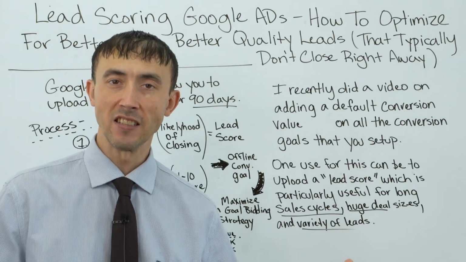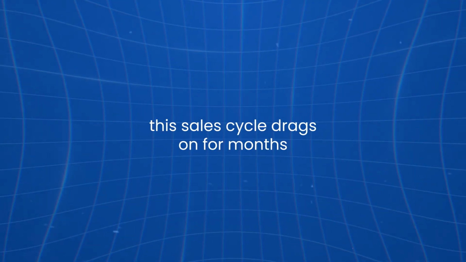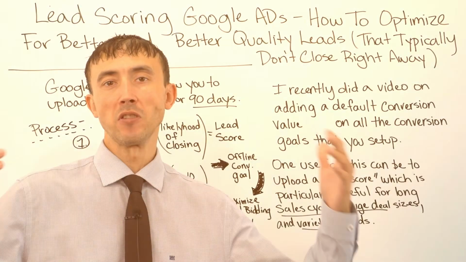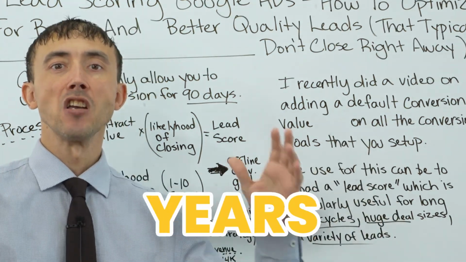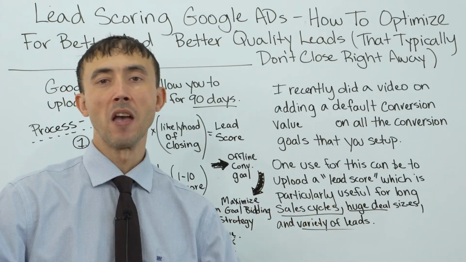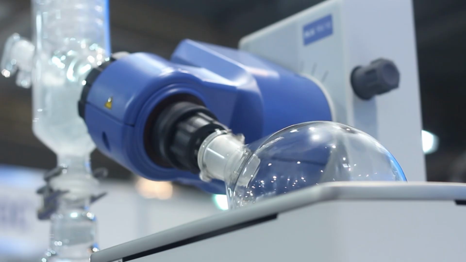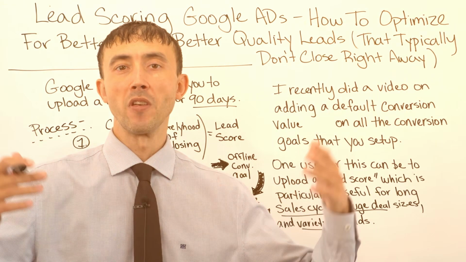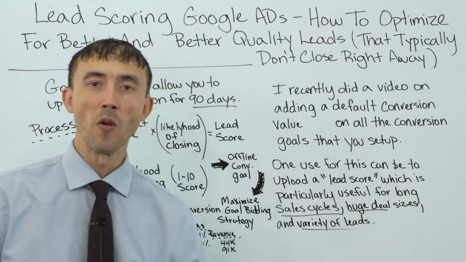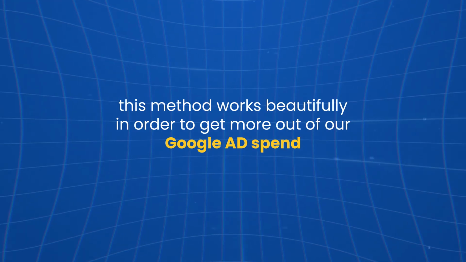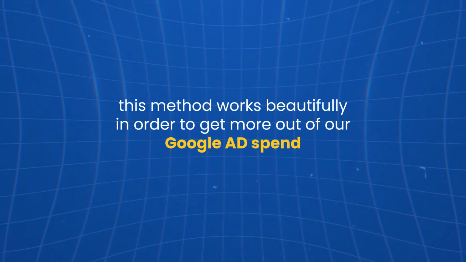But in a lot of cases, the sales cycle drags on for months, if not years. We have some clients where it literally takes years to close a deal. We have medical equipment that we sell, scientific equipment that we sell that's in the 6 to 7 figure category, and it just takes this long for the customer to get funded and so forth. And this method works beautifully in order to get more out of our Google Ads spend, and you should be doing it as well for yourself.